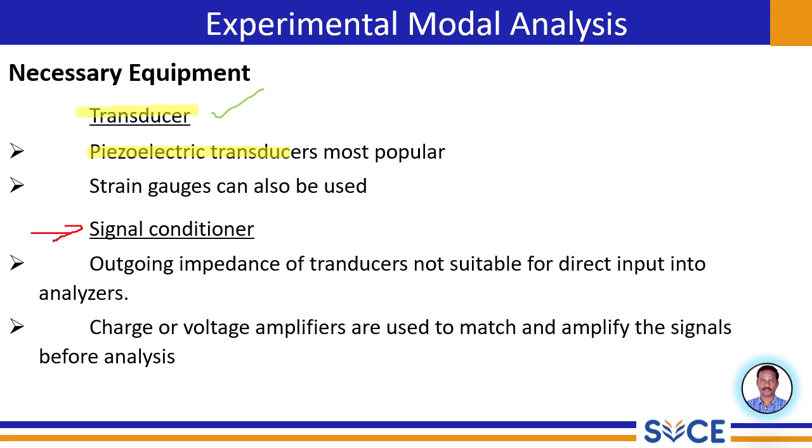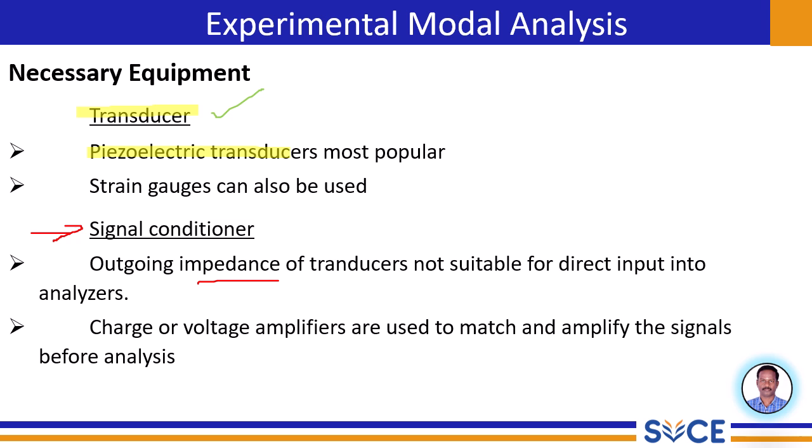The outgoing impedance of the transducer is often not suitable for direct input to the analyzer. Impedance is a measure of opposition to the flow of alternating current. If there is significant mismatch in impedance between the transducer and analyzer, it can lead to signal loss or distortion, resulting in inaccurate measurements. To address this issue, charge or voltage amplifiers are used to match the impedance and amplify the signal before analysis.